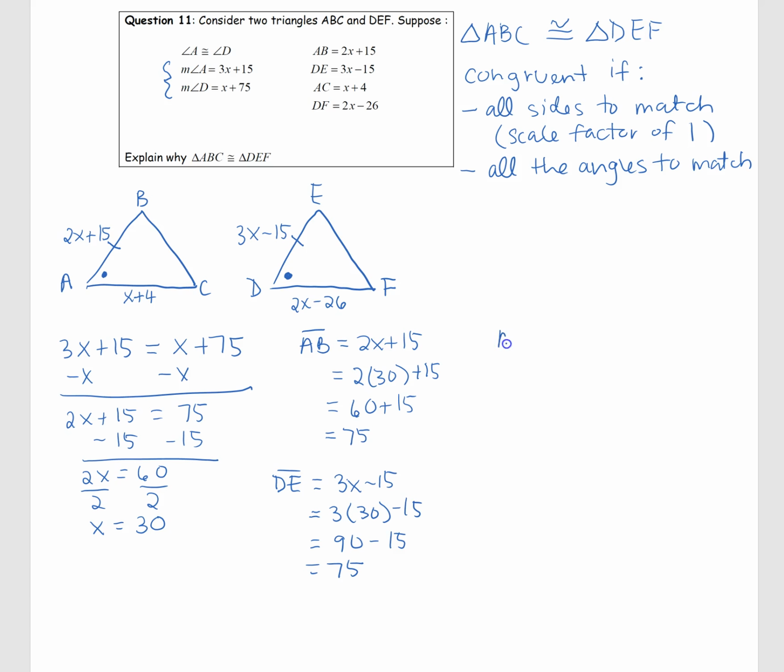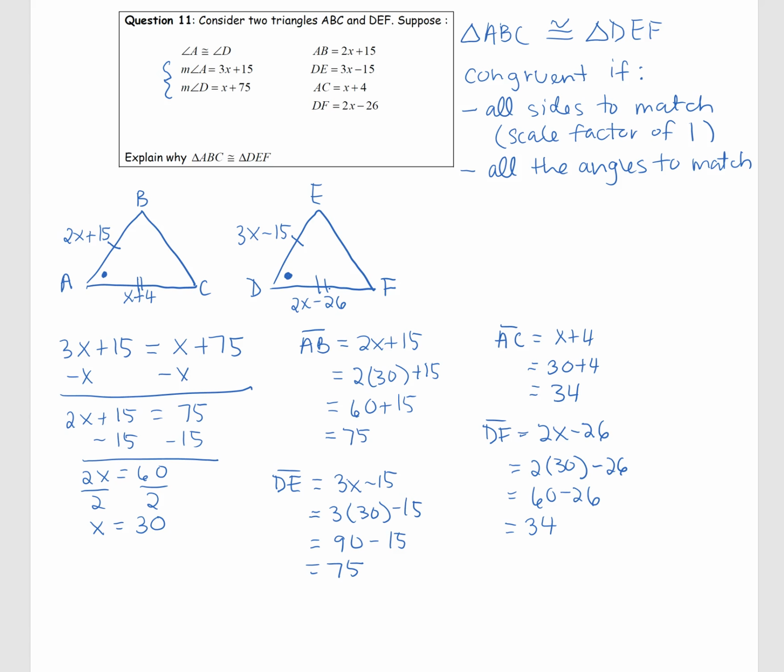So I'm going to move on to side AC, which is x plus 4. This gives me 30 plus 4, which is 34. And side DF, we've been told is 2x minus 26. 2 times 30 minus 26. 2 times 30 is 60. 60 minus 26 is equal to 34. So again, we figured out that side AC in this case is equal to side DF.